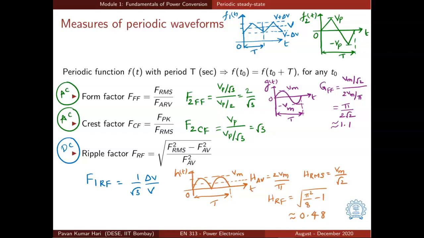When I say peak, it is the absolute peak. So for an AC triangular waveform, it is Vp divided by Vp by root 3, which is again root 3.